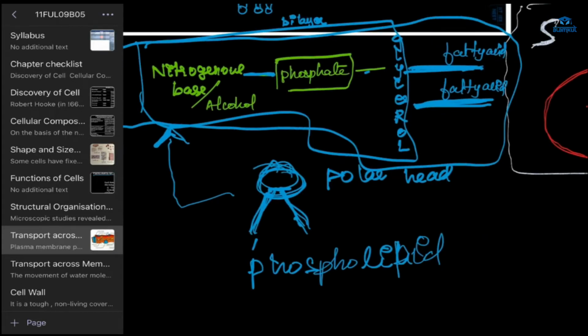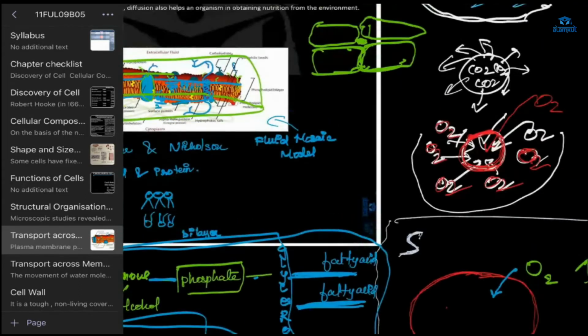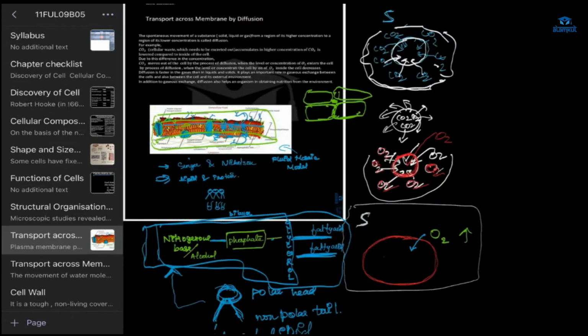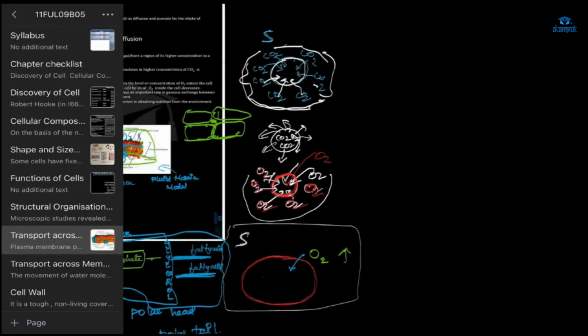Polar head and non-polar head. Okay, these are the things about the structure of this lipid. Now we'll go into the transport in the plasma membrane.